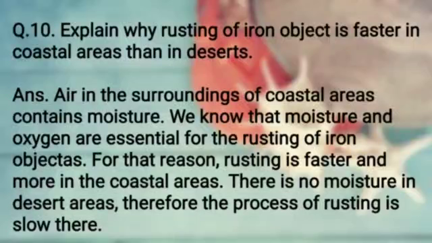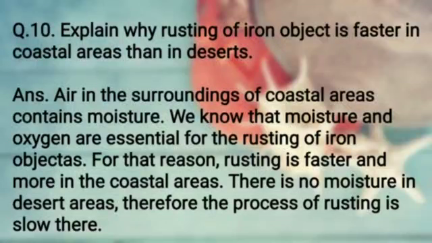So how will you explain that? The answer is: air in the surroundings of coastal areas contains moisture. We know that moisture and oxygen are essential for the rusting of iron objects. For that reason, rusting is faster and more in the coastal areas. There is no moisture in desert areas. Therefore, the process of rusting is slow there.